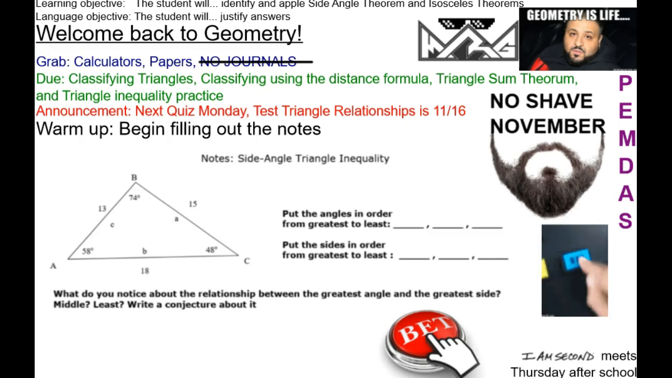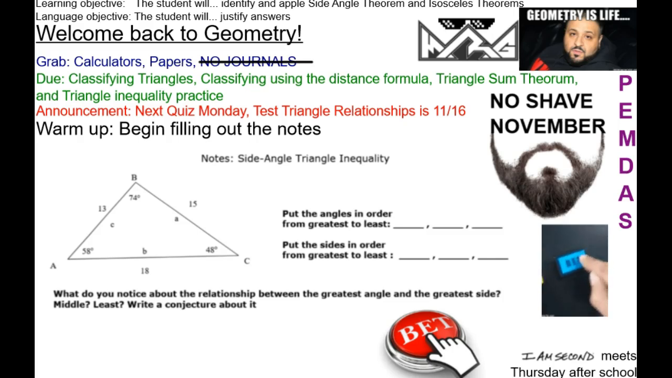So, looking up here, still no shave November, getting burly, hair's curly. Yep. But anyways, you like my new little GIF right here? All right.